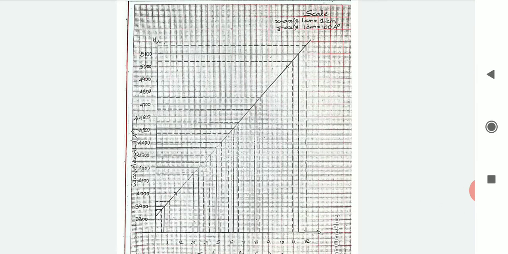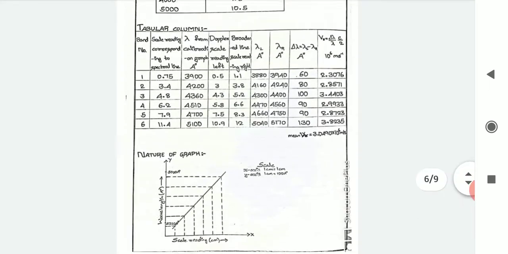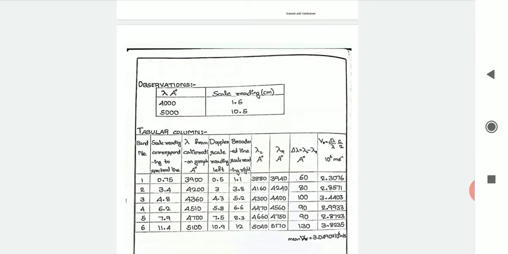I'll repeat. X-axis 1, 2, 3, 4, 5 up to 12. Y-axis 3800, 3900 and so on. Choose the value 1.6 for the 4000, and for the next one, 5000, it is 10.5. Plot a line and extend that line beyond the points. This is the first step. See, what is the second step? First step is over.